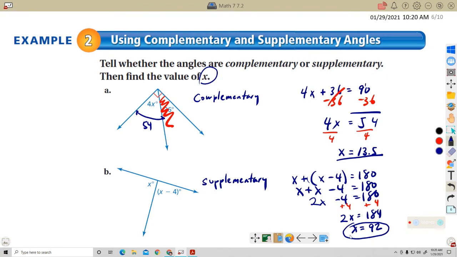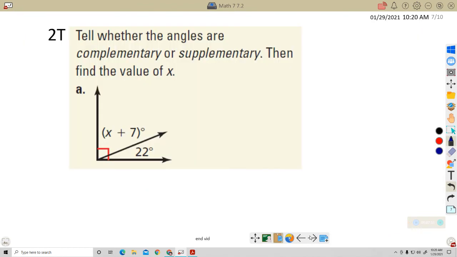Writing these equations is something new in solving them. For 2TA, we're going to call this 2TA or just 2T at the end. You don't have to worry about whether they're complementary or supplementary. These are obviously complementary, but I want you to find the value of x. And I'm going to ask you at the end what the value of x is in this equation.